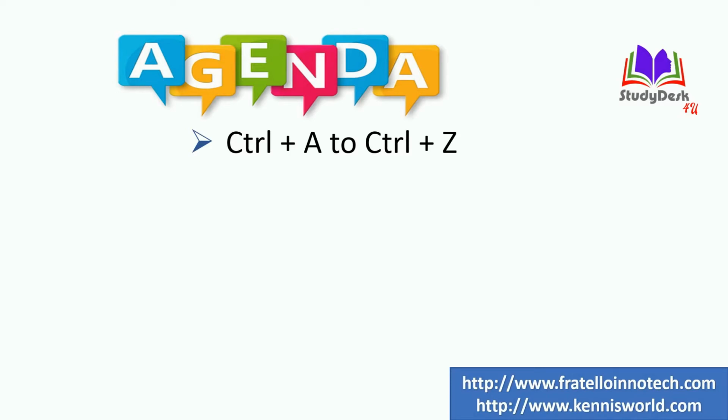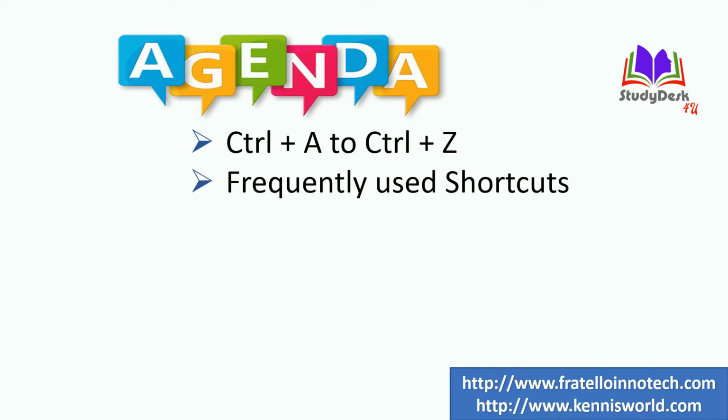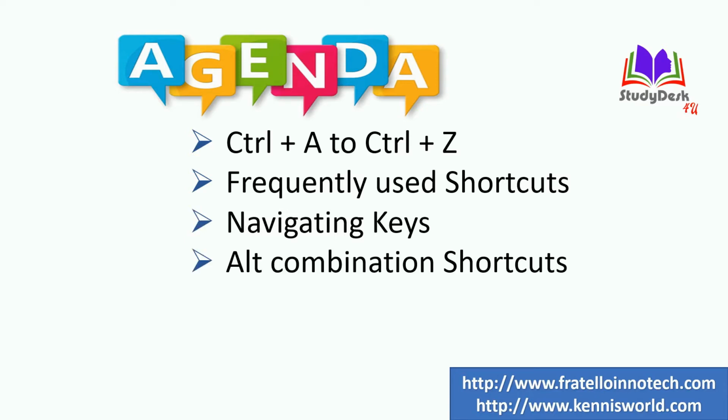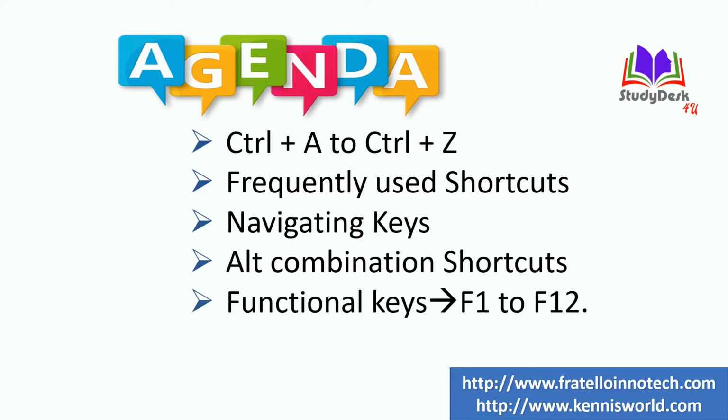So in this, basically, I categorized these shortcuts into 5 types. The first one is Ctrl A to Ctrl Z. So we have alphabets A to Z, total 26. In this, with the Control key, we are going to see what shortcuts are available in Excel. And then the frequently used shortcuts. Next, a few navigating keys which are most useful to navigate between the sheets or between the cells, and some Alt combination shortcut keys. With the Alt key, we are going to use different shortcut keys. And finally, I'm going to add a few more functional keys like F1 to F12 shortcut keys.